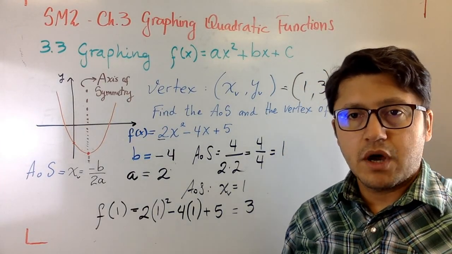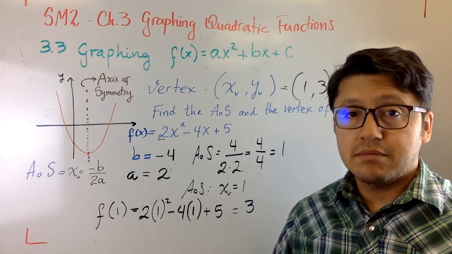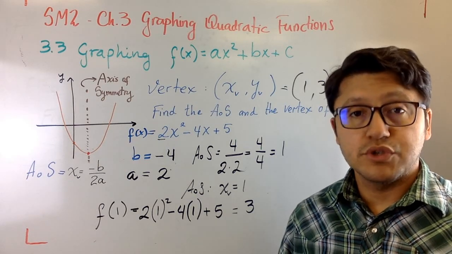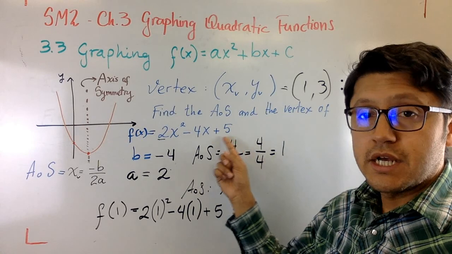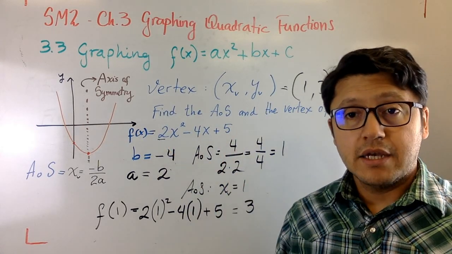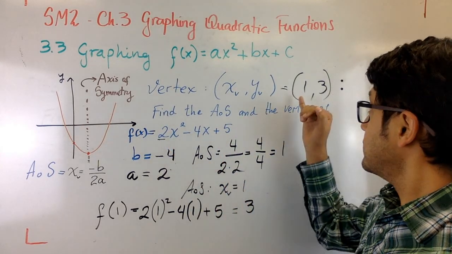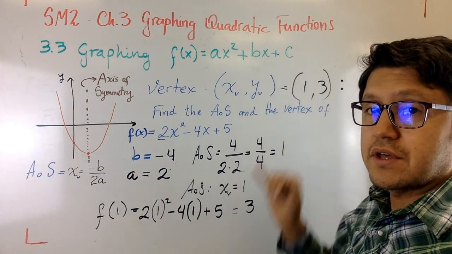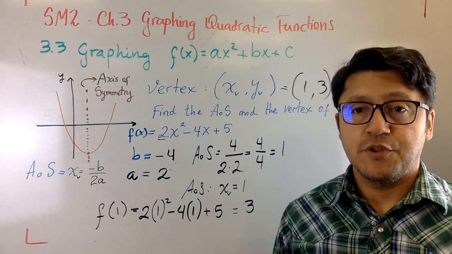And we're done. Now if you want to graph it, you will see, probably you might want to use Desmos, and you're going to enter this value, and you might confirm that the graph shows that the vertex is located at 1, 3. That's it.